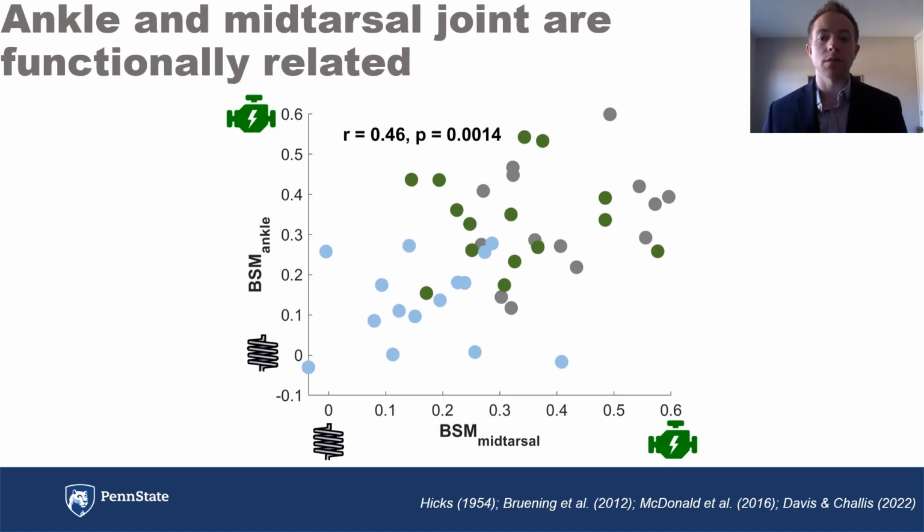Because numerous muscles and tendons and passive structures cross both the ankle joint and the arch, we examined the extent to which the mechanical function of the 2 joints was linked. Here we can see a moderately strong positive correlation between the brake spring motor index applied to the ankle joint, which is on the y-axis, and the brake spring motor applied to the mid-tarsal joint, or the arch, along the x-axis.